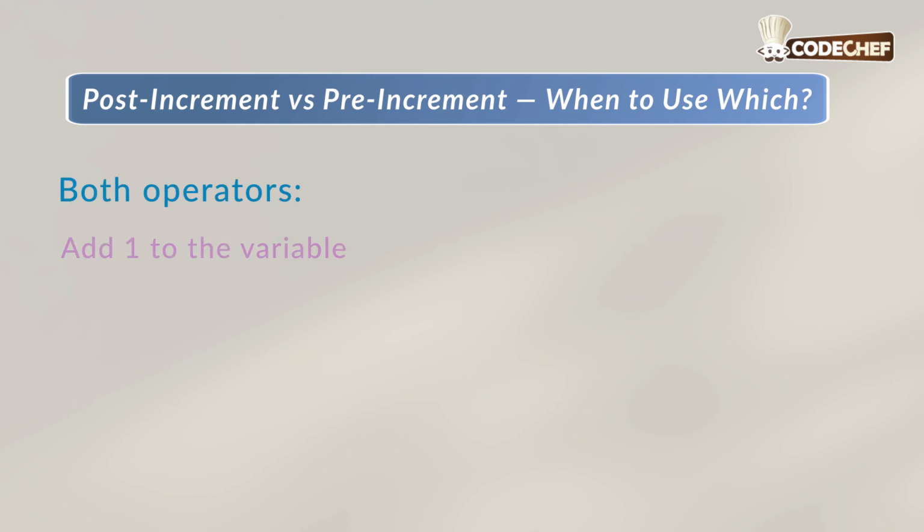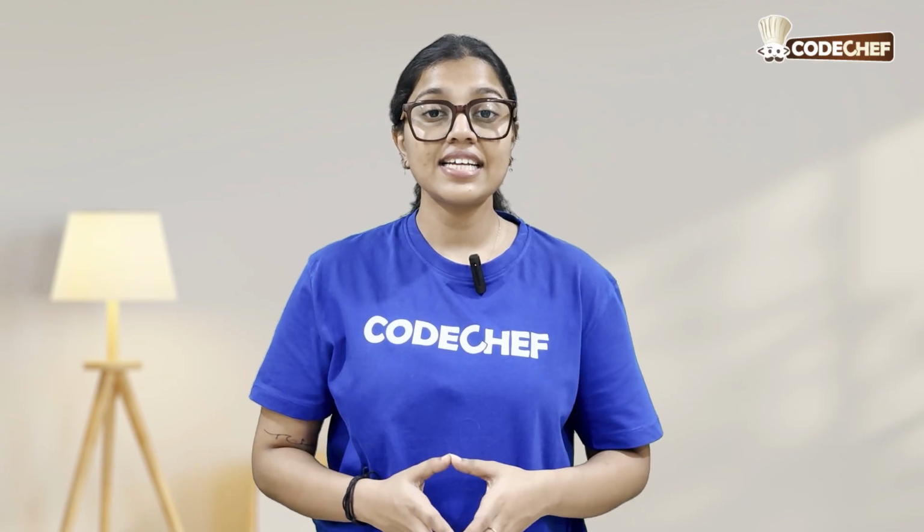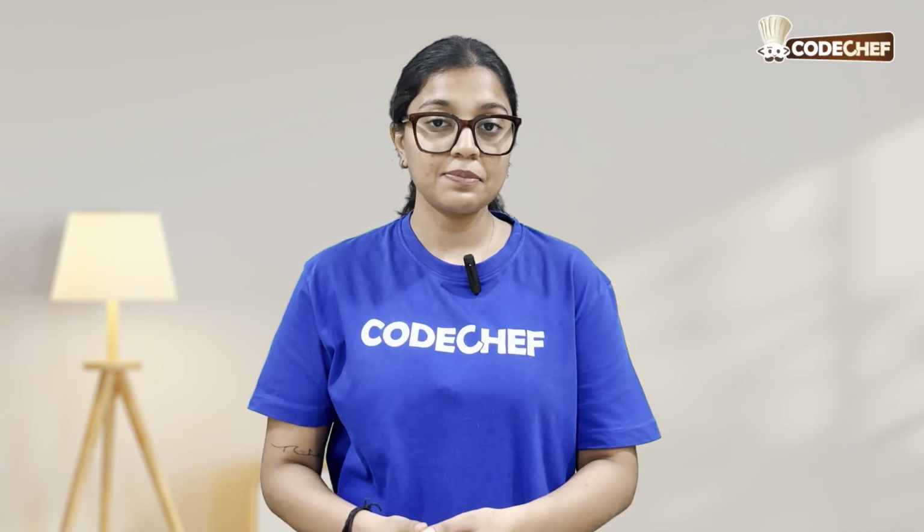Both operators add 1 to the variable and are shortcuts for x is equal to x plus 1. These are used constantly in loops and counters. You'll see that soon. Great job! You now understand the difference between post-increment and pre-increment.